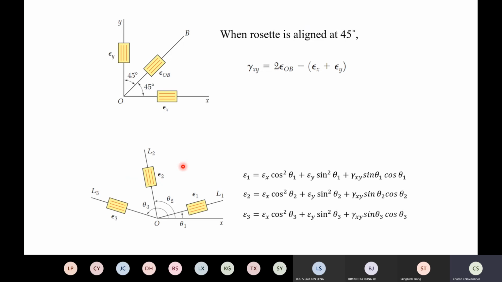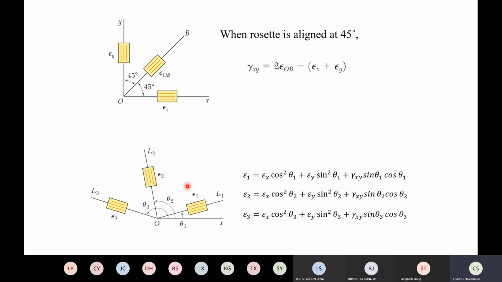So now how do we calculate the strain? If we have three strain gauges attached at a certain point with different angles, then for strain gauge one we have theta one and strain one, then theta two, strain two. Strain one, strain two, strain three are the strains measured from the strain gauges, the measured values, with different angles theta one, theta two, theta three. It depends on how you align it.